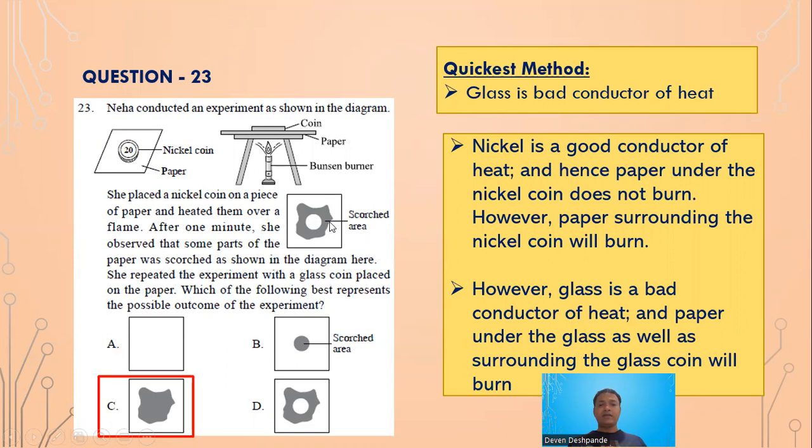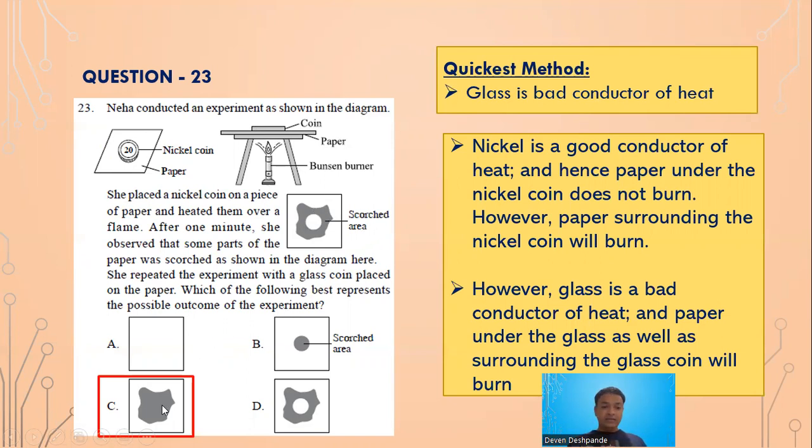Okay, so scorched area means burnt area, but the nickel did not burn. Why did the nickel not burn? Because nickel is a very good conductor of heat, isn't it? And normally this candle cannot burn nickel because nickel's burning point is very high. So this thing cannot burn the nickel, and the paper also did not get burnt because nickel has conducted the heat. Basically the heat has been used to heat up the nickel and not burn the paper. So here the paper is not burnt and the nickel has heated up, but the surrounding paper has burnt, isn't it? Surrounding paper has burnt or scorched.